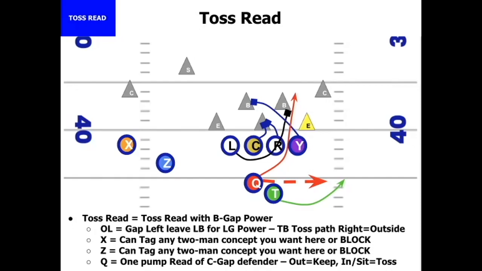So if you just wanted to put the Z over on a twin set and no motion, then there you go. There's the same exact play. And you could tag those guys, the X and the Z, to run any two-man concept you wanted, or you could have them block. Doesn't matter.